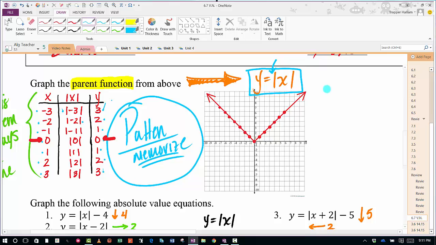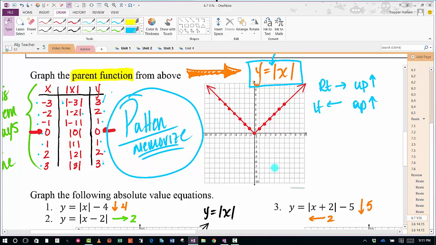But if there's no value in front, the pattern is right one, up one. Okay, left one, up one. Ooh, almost wrote that the wrong way. That's the general pattern. Do you need to memorize that? Sure. It's just this X and Y table right here. You can duplicate it in your head because it's easy enough to do, but you'll want to become familiar with it.